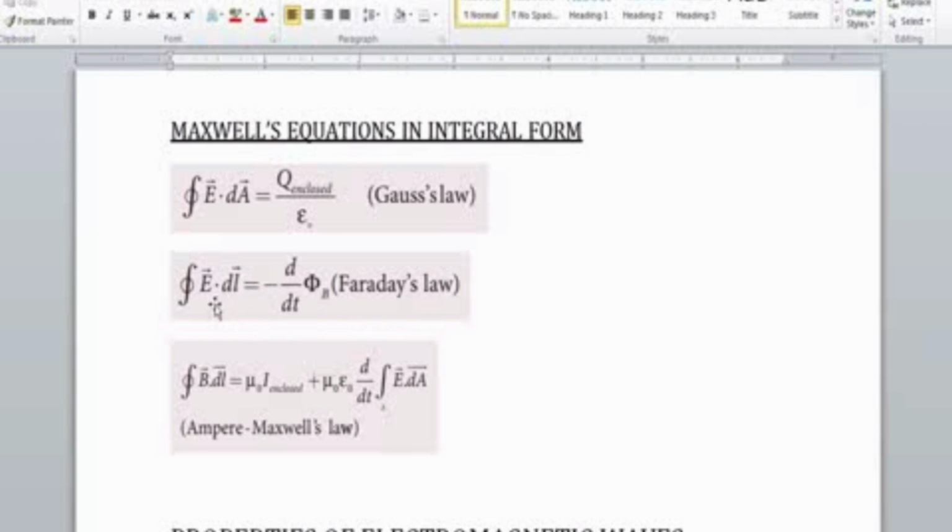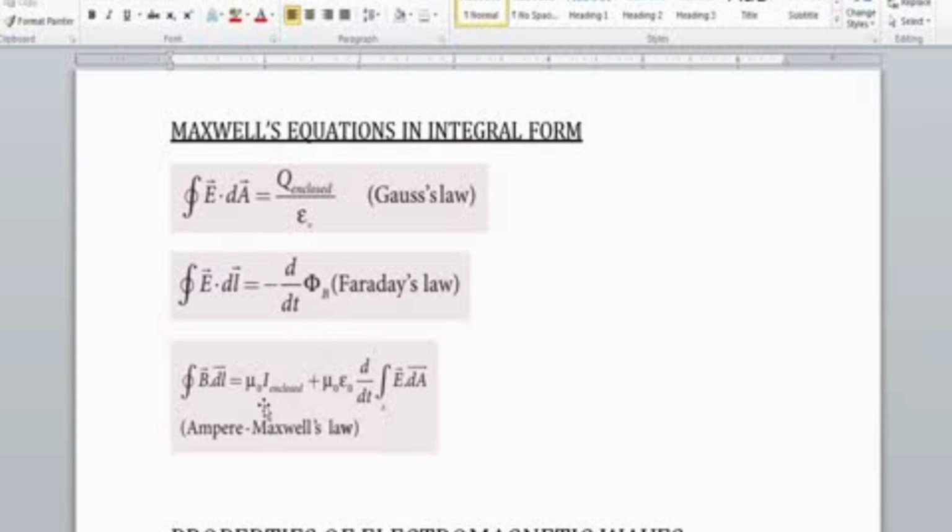Faraday's law explains that when we change the magnetic field, that is d phi B by dt, the rate of change of magnetic flux, this law relates the magnetic flux to the electric field. By changing the magnetic flux, an electric field is produced. By Faraday's law we produce electromagnetic induction. That is why the electrical energy supplied to our houses from the electricity board is produced using Faraday's law, electromagnetic induction. That is the basic principle of producing electricity.